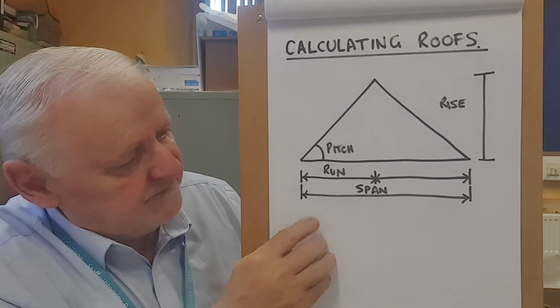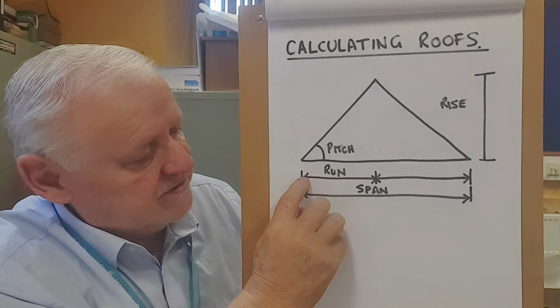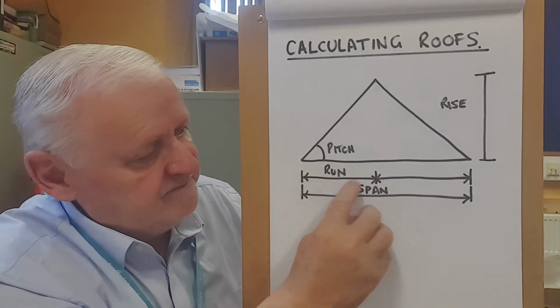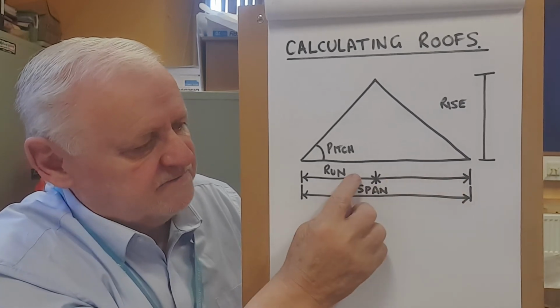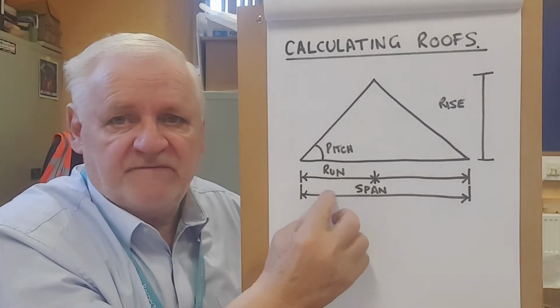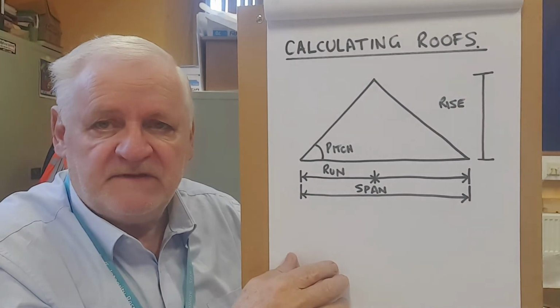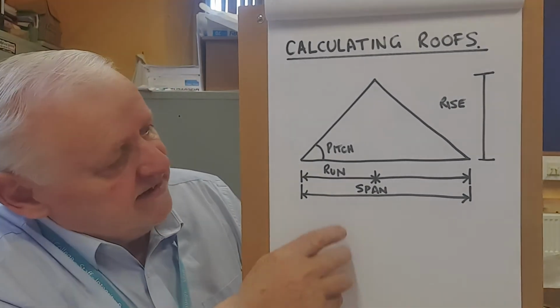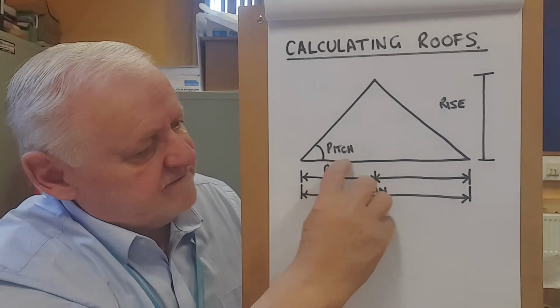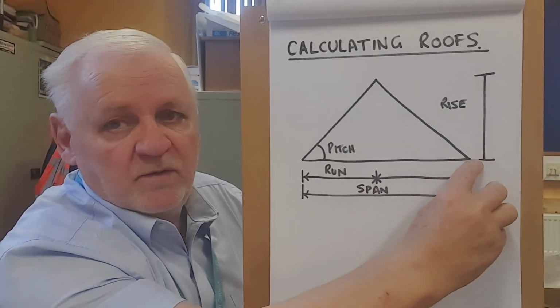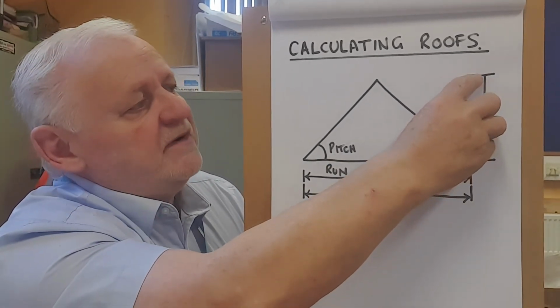And then we have the run, or the half run, which goes from the same place again to the center, and from the same place to the center. So the run, or a half run, is half the distance across the whole roof. And then we have what's called the rise. The rise is from the surface of the wall plate to the top of the roof.